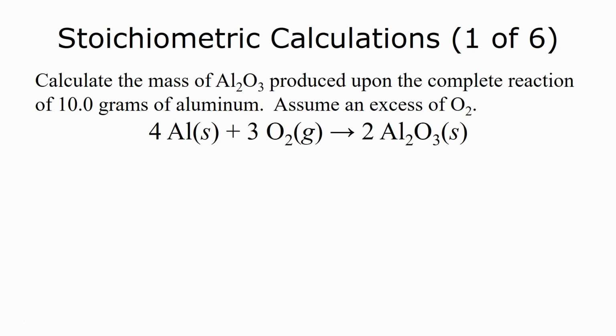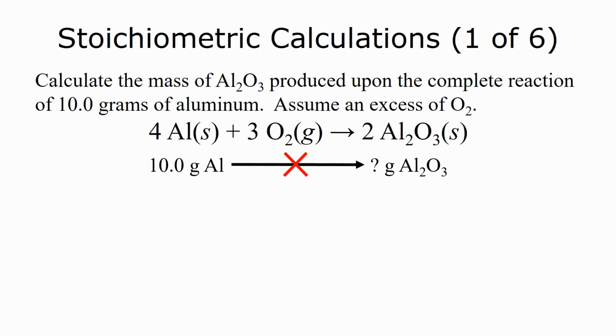Now, this information regarding the amount of oxygen is very important. That means we don't have to actually take it into consideration when performing our calculations, only the 10 grams of aluminum. So we're asked to calculate how much aluminum oxide is going to be produced from 10 grams of aluminum.